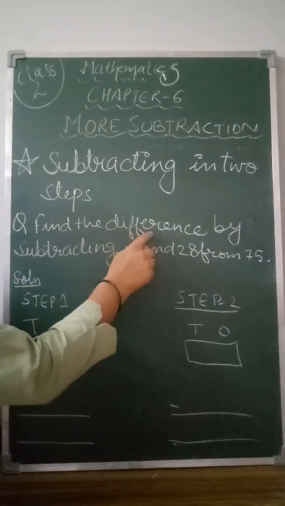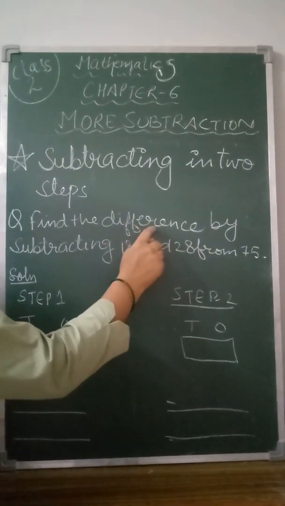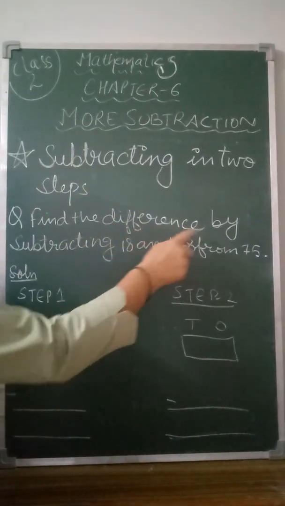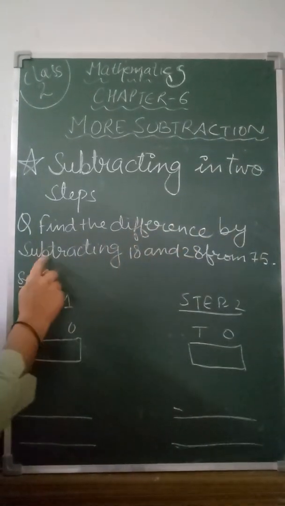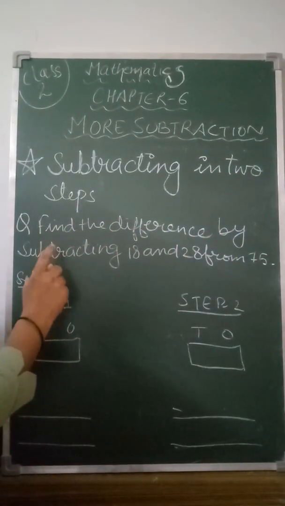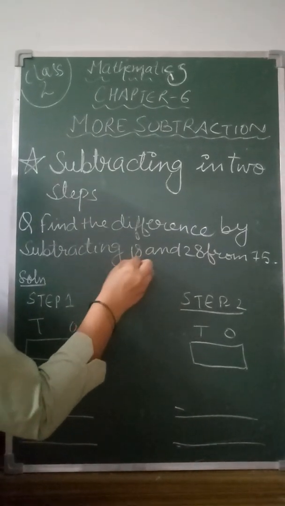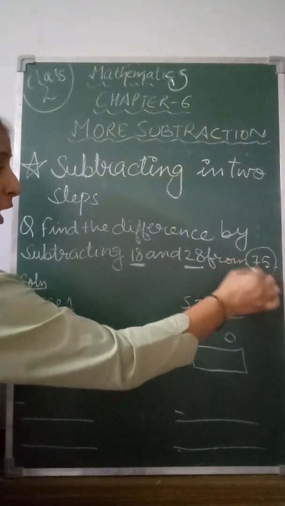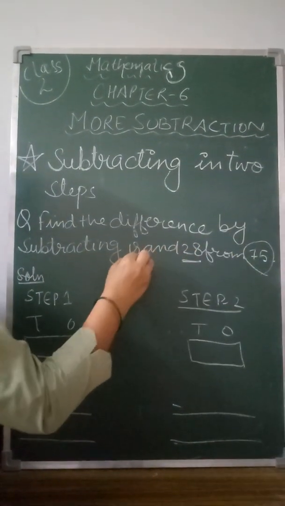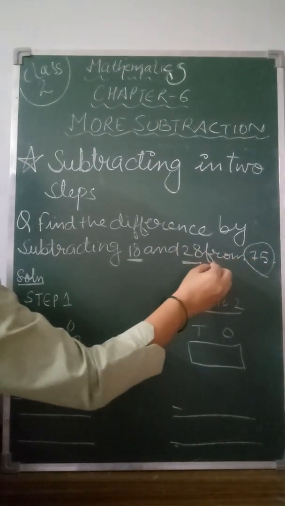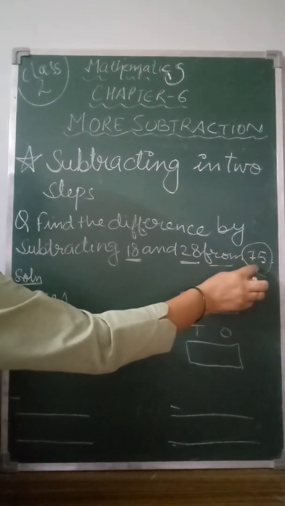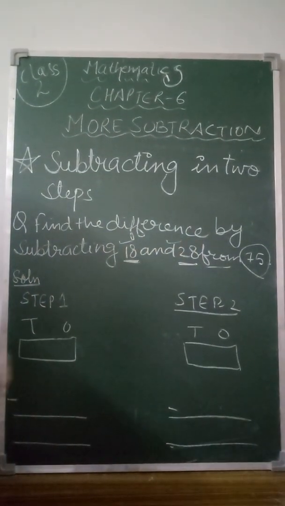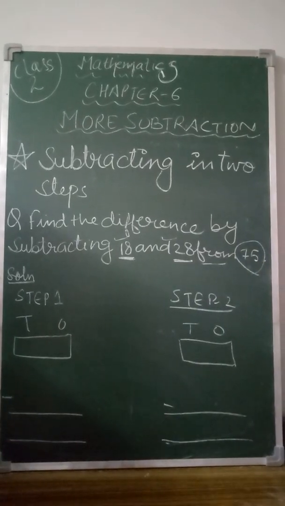The question is: find the difference. The difference is also a word used for subtracting, taking away things. Find the difference by subtracting 18 and 28 from 75. It means there are three numbers, 18, 28 and 75. From 75, the number written after from, this is the minuend, right? And these two numbers are the subtrahends. One by one I have to subtract the numbers and reach the answer.